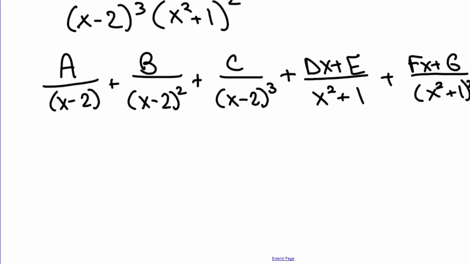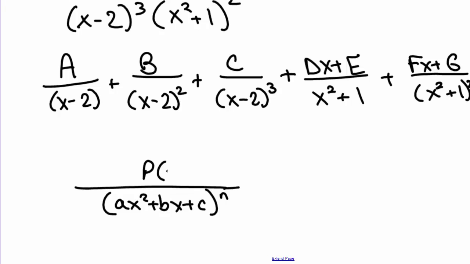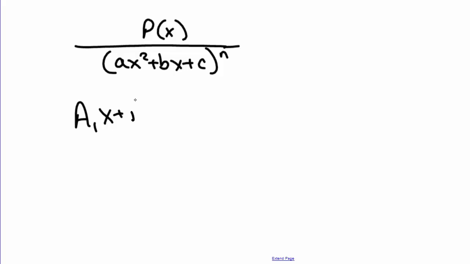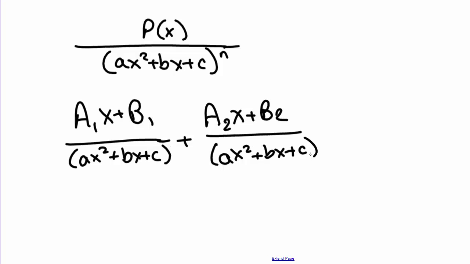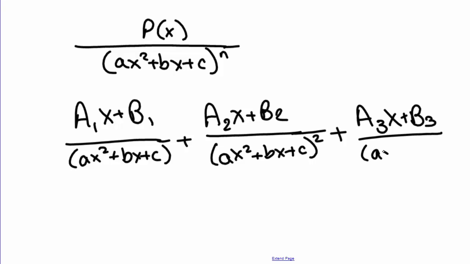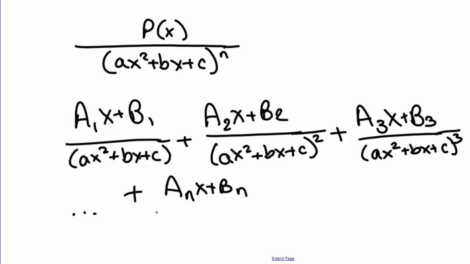So in general, we can say that for an irreducible quadratic, ax squared plus bx plus c to the nth power on the bottom, we are going to write it out like, let's say a1x plus b1 over ax squared plus bx plus c to the first, plus a2x plus b2 over ax squared plus bx plus c squared, plus a3x plus b3 over ax squared plus bx plus c cubed, plus, let's say dot dot dot, plus anx plus bn over ax squared plus bx plus c to the n.